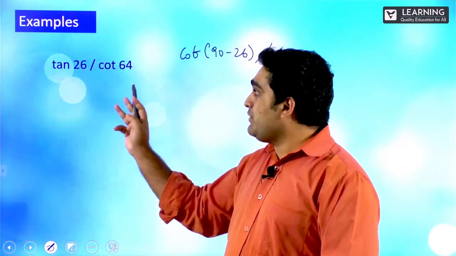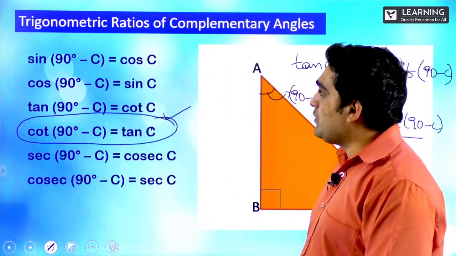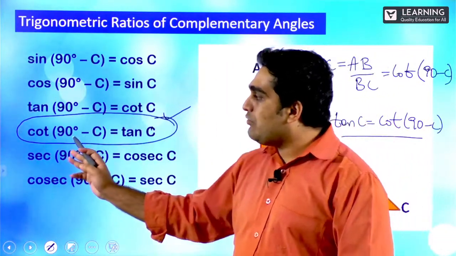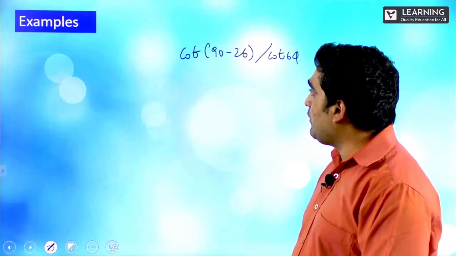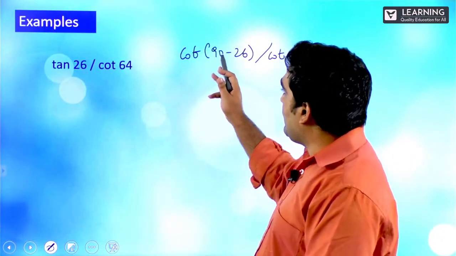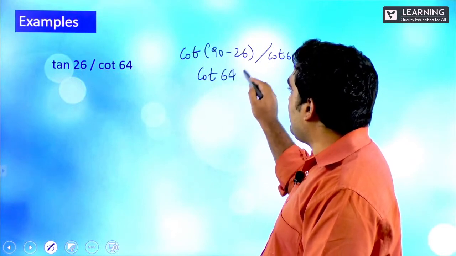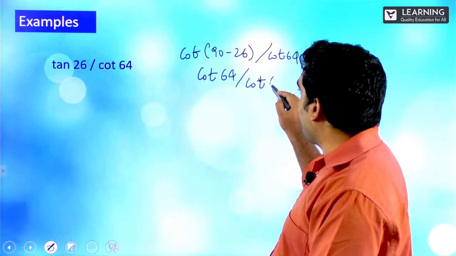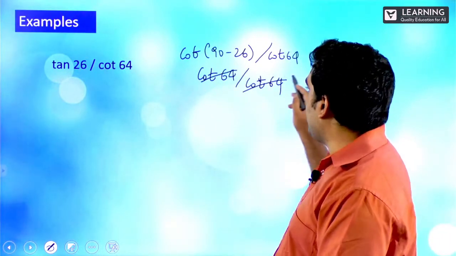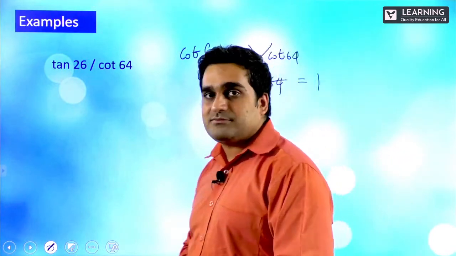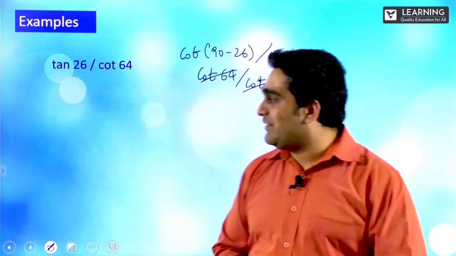And how did this happen? By using the concept of how, for complementary angles, one trigonometry ratio changes to the other. Alright, so 90 minus 26 is 64, divided by cot 64, and that cancels to give you 1. Easy problem. Let's have a look at another.